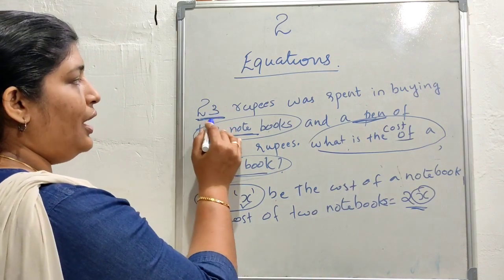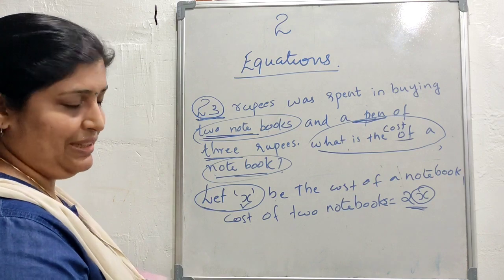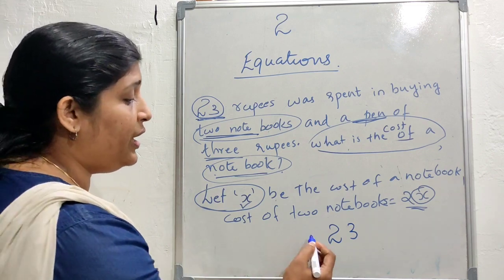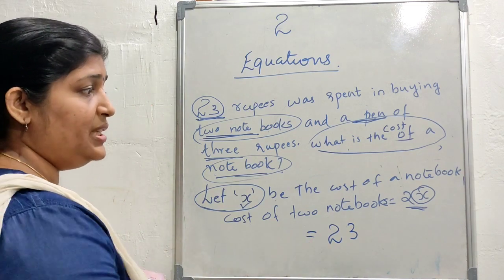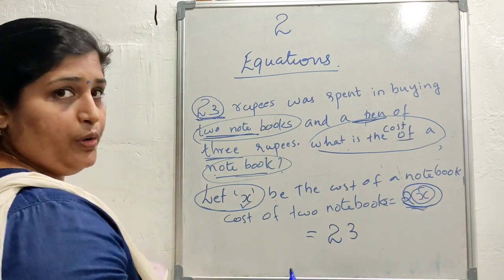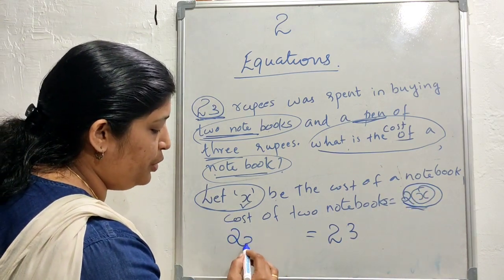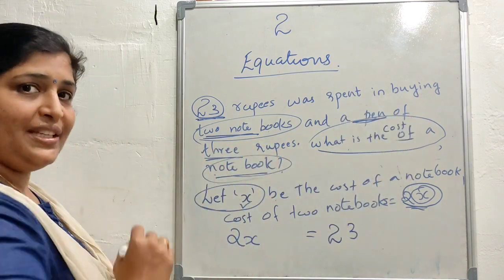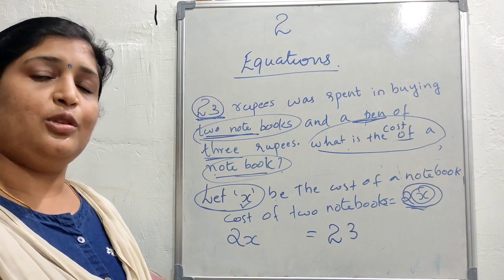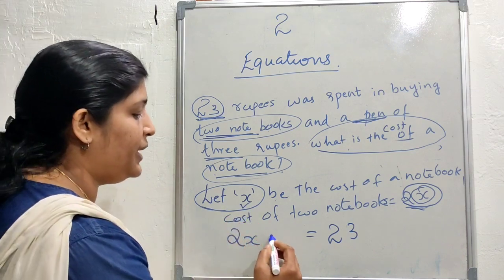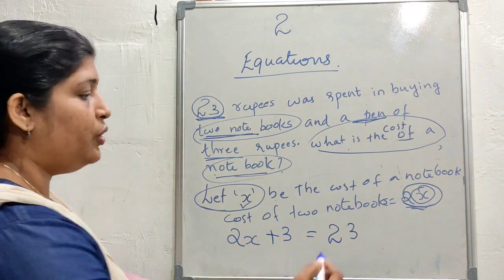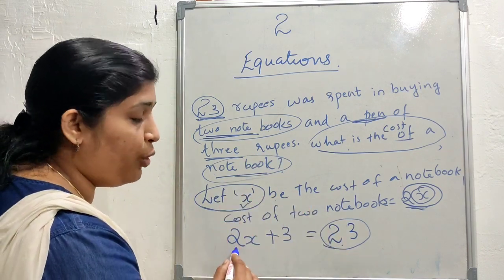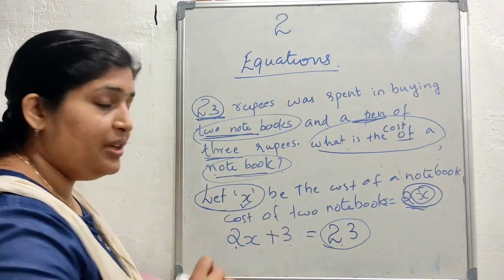Then what is the total amount? Total amount is 23. And how do we get this 23? That is the cost of 2 notebooks, that is 2x, and a pen of 3 rupees. So what is the cost of a pen? Cost of a pen is 3 rupees. So this 23 is actually the total cost of 2 notebooks and a pen of cost 3.